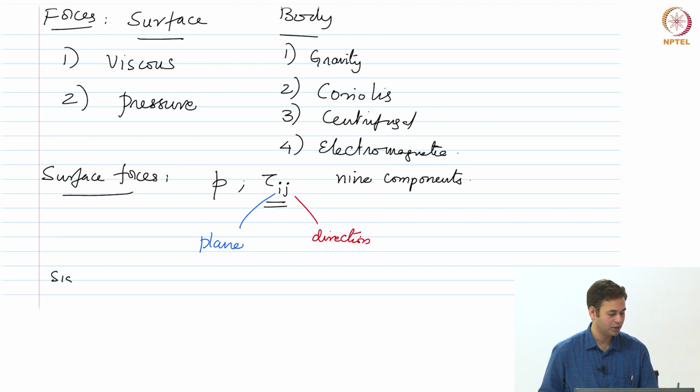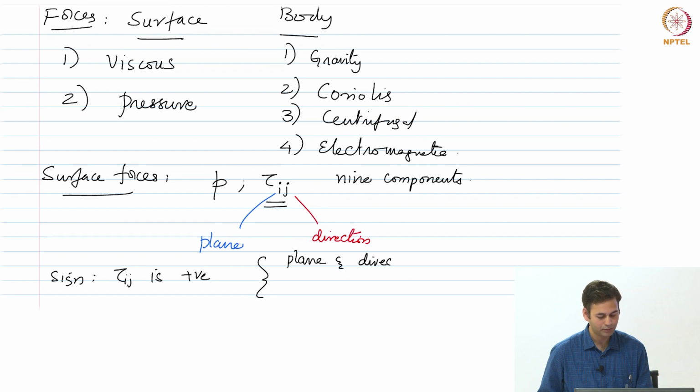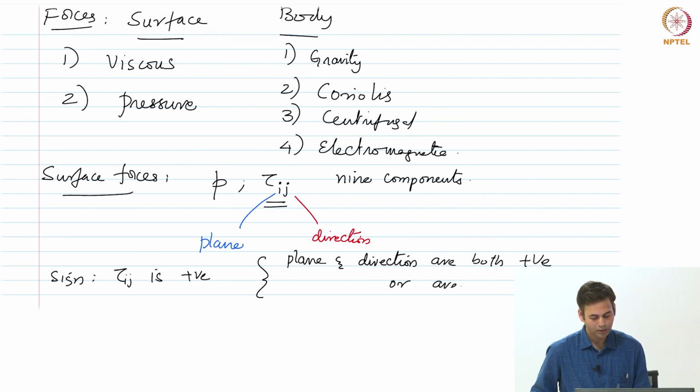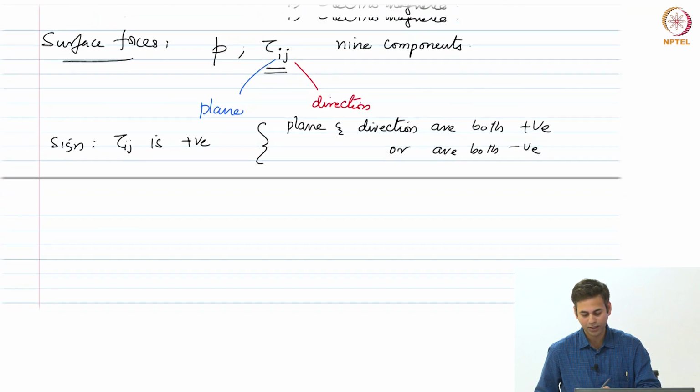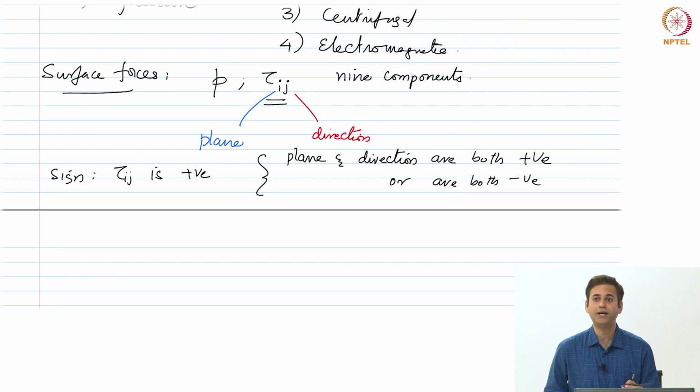The sign convention is that tau ij is positive when both the plane and direction are both positive or both negative. Essentially, both the plane on which the stress is acting and the direction in which it is acting should be either both positive or both negative. Then we can call tau ij a positive quantity. If they have opposite signs, then tau ij would be negative.